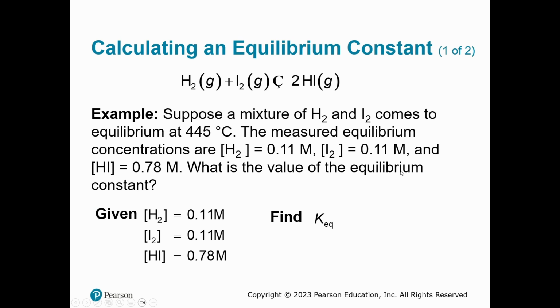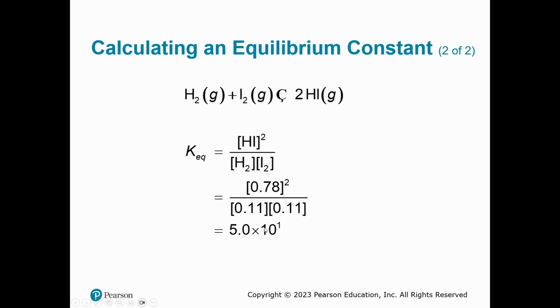So here would be a simple equilibrium calculation where we were given the values of the 3 reagents, the 2 starting materials and the product. The only one that's going to have a stoichiometric coefficient is the product. So the product will be raised to the square, or to the second power, and then the starting materials will just be their given concentrations. We'll plug this in, and then we can solve for the KEQ.